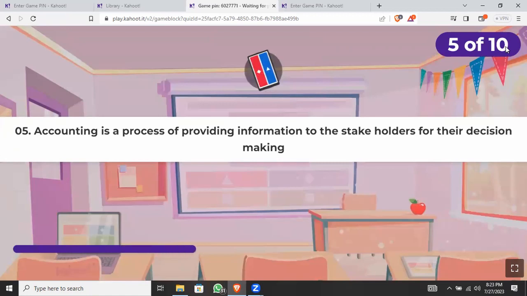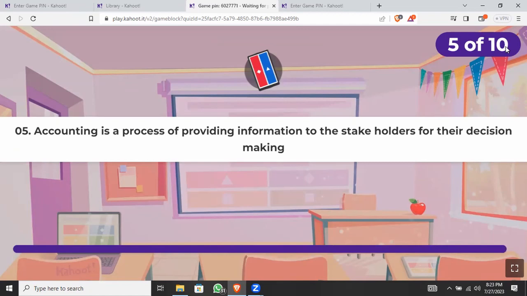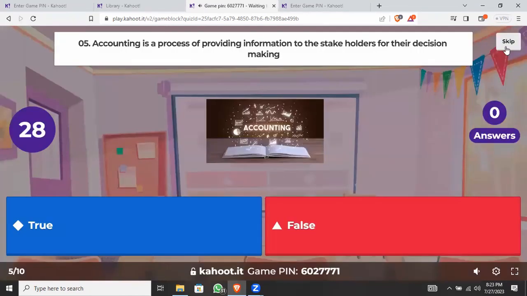Accounting is a process of providing information to the stakeholders for their decision making. True or false? You have to select whether this is true or false. Easy one. Another 10 seconds more.